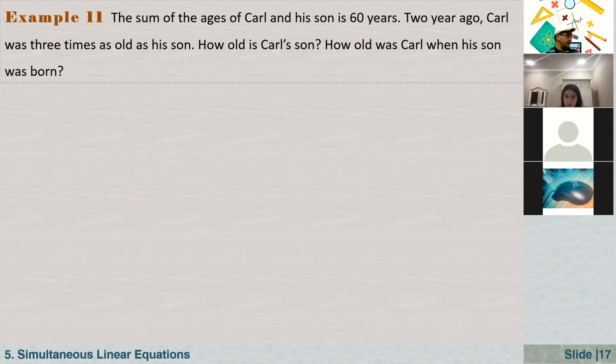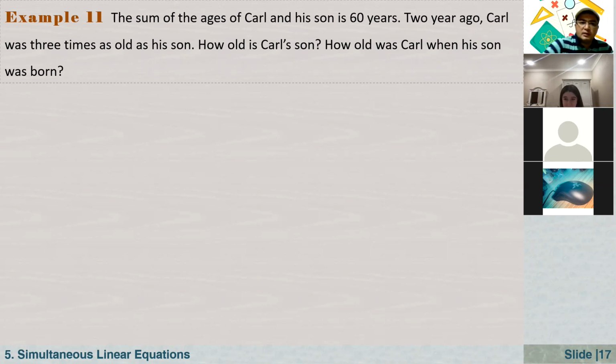I think I did it. What did you get, Ayan? Carl is 32 and his son is 28. Wait, that makes no sense. Okay, I did it wrong.